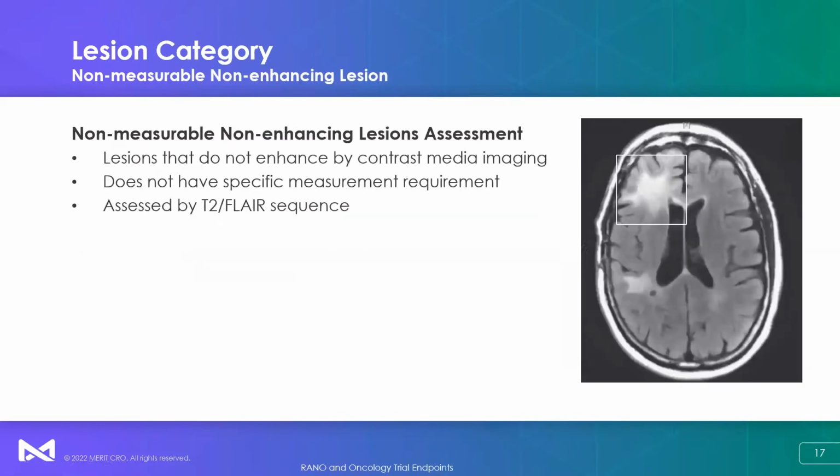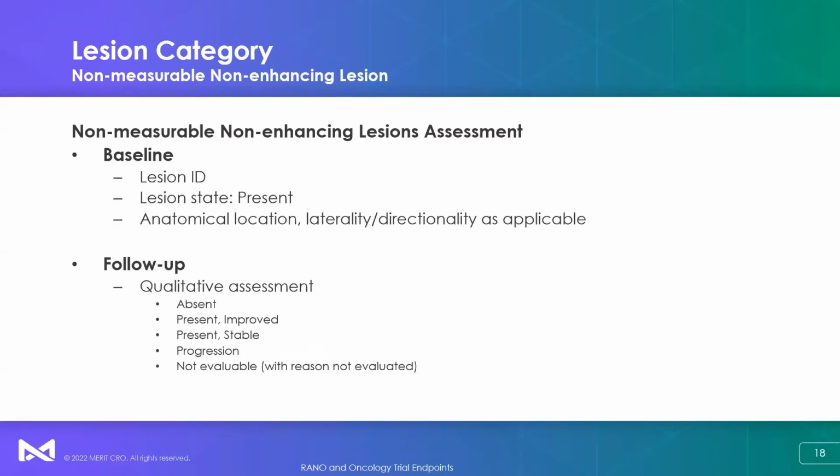Also, the non-measurable, non-enhancing lesions are something that RANO recommends to assess. This will be no measurement, only qualitative assessment. And this occurs on an imaging sequence of the MR called T2 or FLAIR. This is something that the McDonald criteria didn't really mention, so RANO started to incorporate it. And this would also be very similar to the non-measurable enhancing lesions in a way.